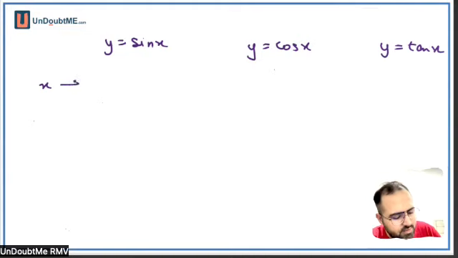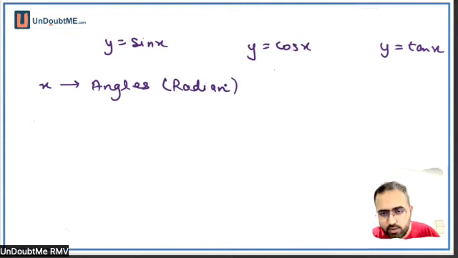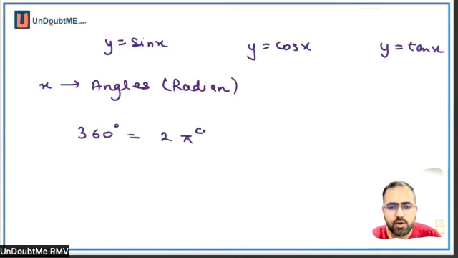In this, x values represent the angles only, but these angles are usually kept in radians. So radian is a new unit which we have to learn. This is just like a comparative unit compared to the degrees. What they have done is they have considered the whole circle, 360 degrees, as 2 pi radians. This you can take as a fact. So if we divide both sides by 2, I will get pi radians is equal to 180 degrees.